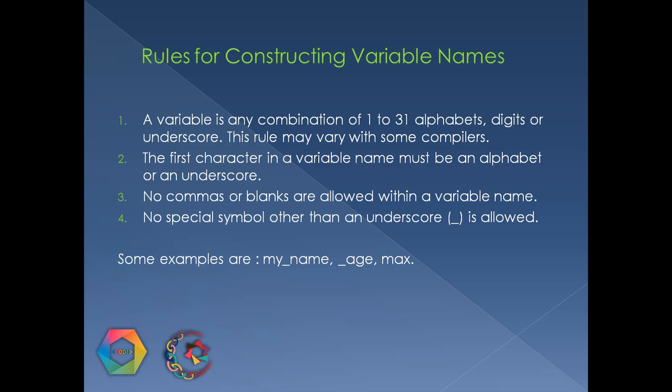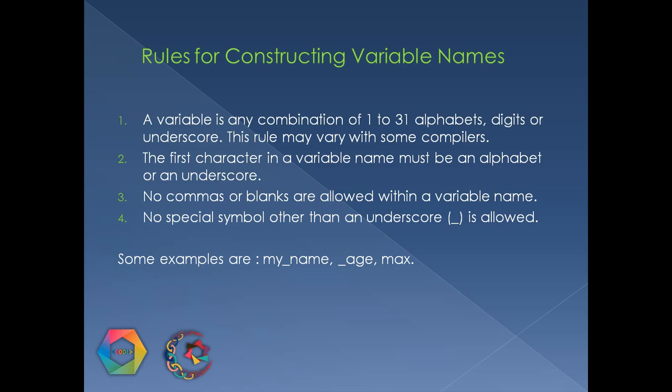Alright? The rule number three is that no commas or blanks are allowed within a variable name. Now what is meant by that? Let's say you want to declare a variable and give it a name like my name. So my and name cannot have any space between them. They should be together. To separate them, programmers mostly use an underscore, or sometimes they use a capital letter. But there should not be any space or blanks within the variable name.